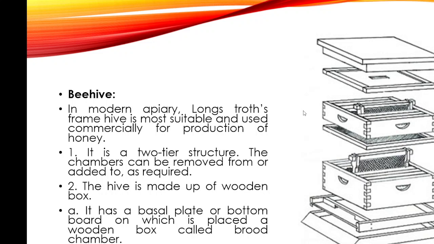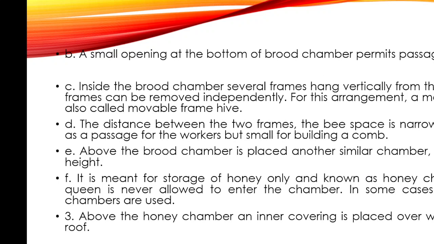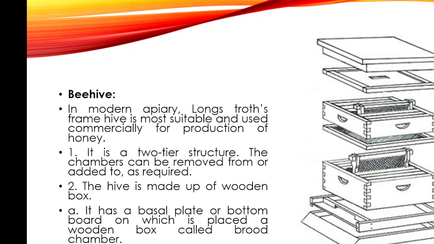If you take any beehive, there are two important boxes. One is the brood box, which keeps the honeybees. Then the honey super or honey chamber, which is primarily used for storing the honey. Between the honey super and the brood box, we see a queen excluder. It is a net-like structure to prevent the entry of the queen from the brood box into the honey chamber. Then above the honey chamber, an inner covering is placed, over which lies the roof. This is the top portion which we call the roof, and above the honey chamber there is another board which we call the crown board.